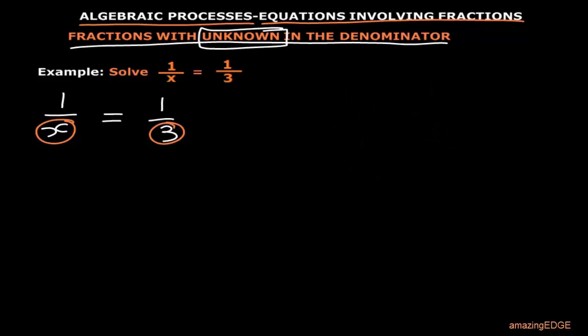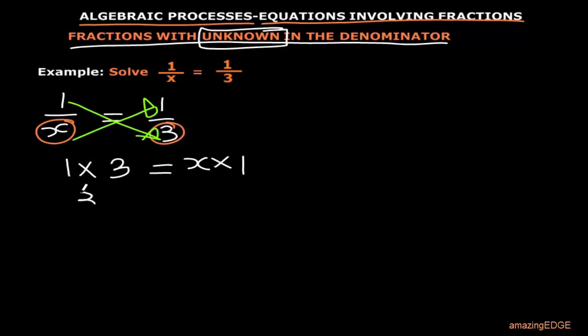So what we can do is say this times this and this times this. That gives us 1 times 3, and here you have x times 1. So 1 times 3 is 3, and x times 1 is x. So you have 3 equals x, which is the same thing as saying that x equals 3. So you see that this is even a quicker method. All of them are geared towards removing the fraction.